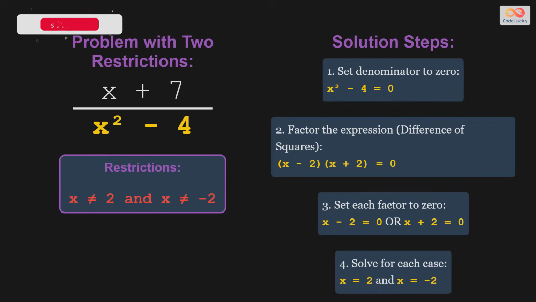What if the denominator is a quadratic, like in x plus 7 over x squared minus 4? We set the denominator, x squared minus 4, equal to 0. This expression is a difference of squares, which factors into x minus 2 times x plus 2. Setting each factor to 0 gives us two equations: x minus 2 equals 0 and x plus 2 equals 0. Solving these gives us two restricted values: x cannot be 2 and x cannot be negative 2.